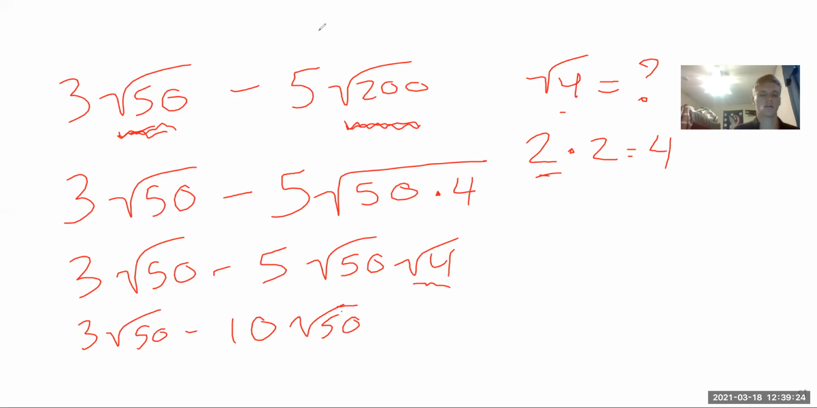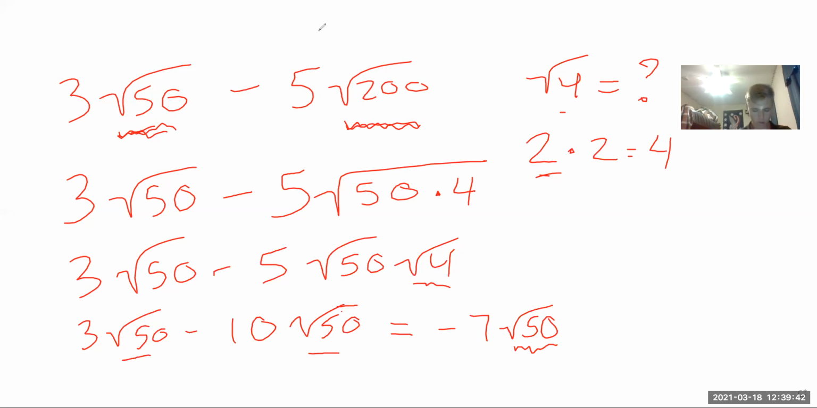And boom, we have these two are the same. So we can actually subtract these guys out. That's -7 times the square root of 50. Now, you could stop here, but we're going to do a little bit more. We want to reduce this down to the smallest it can be. So let's factor down 50 real fast.